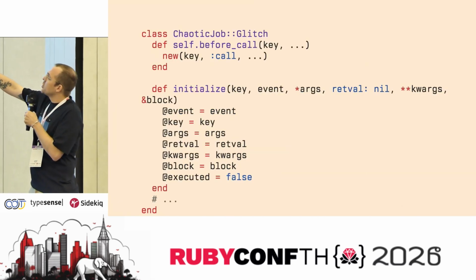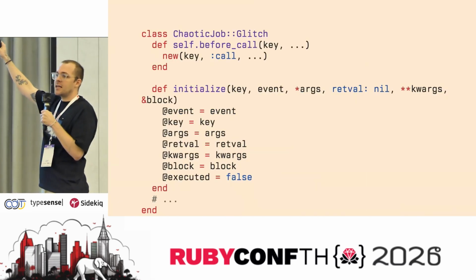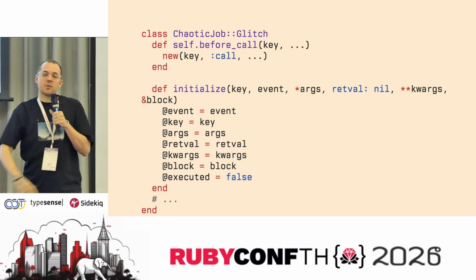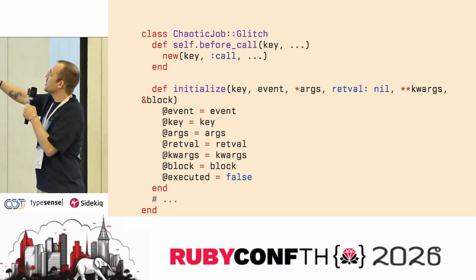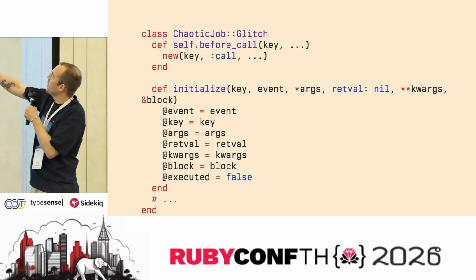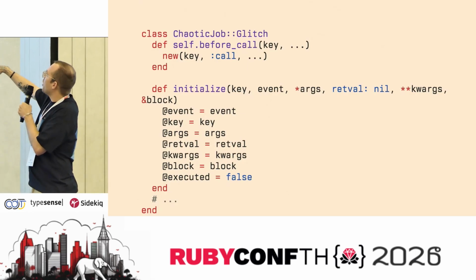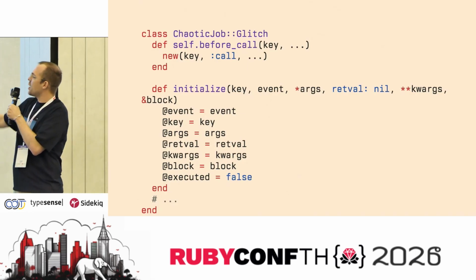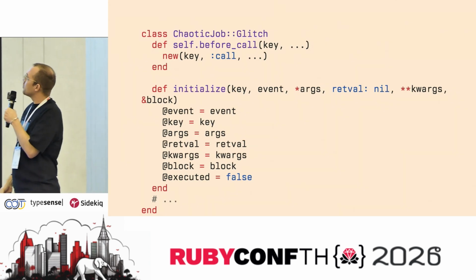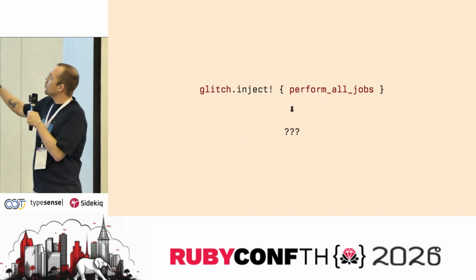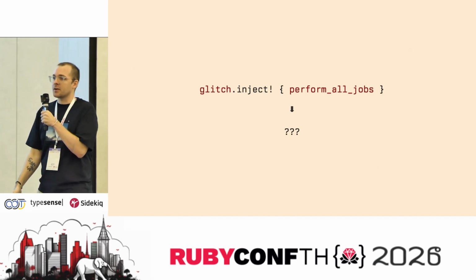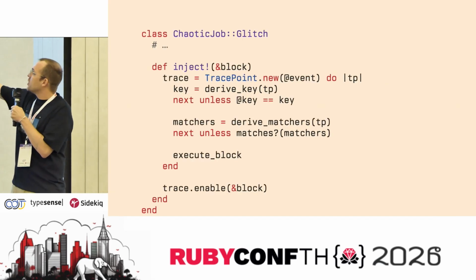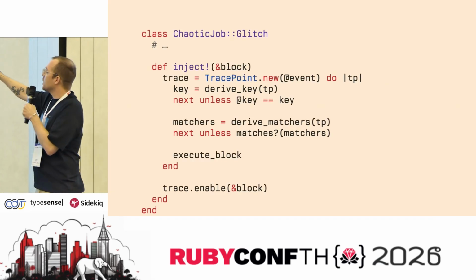The ChaoticJob Glitch class has these class methods, which are just shortcuts for initializing different types of glitches. So we see our initialize here, like we have a particular key, then we have our event, args, return value, kwargs, and a block. We just set all that up, okay? Now, when we call glitch.inject and we pass it a block, what's happening there? Our inject method looks like this. Let's break it down.